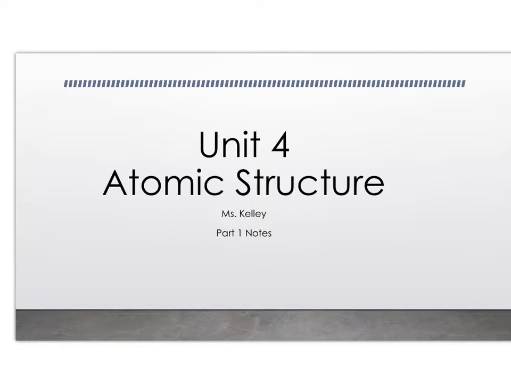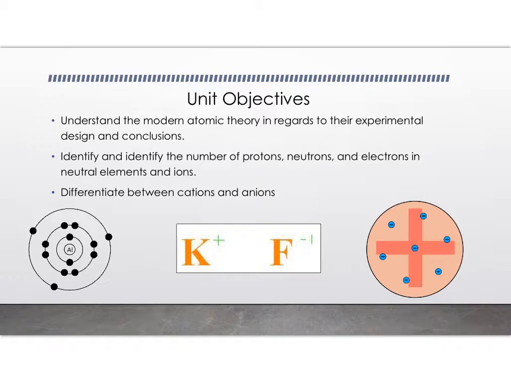This is Unit 4, Atomic Structure, Part 1 Notes. By the end of this unit, you should be able to understand the modern atomic theory in regards to their experimental designs and conclusions, as well as identify the number of protons, neutrons, and electrons in neutral elements and ions. You should also be able to differentiate between what a cation is and an anion.